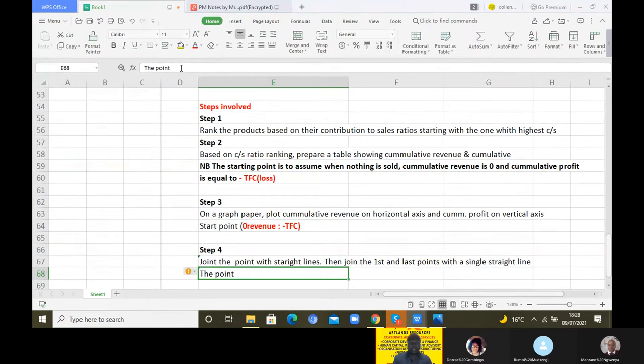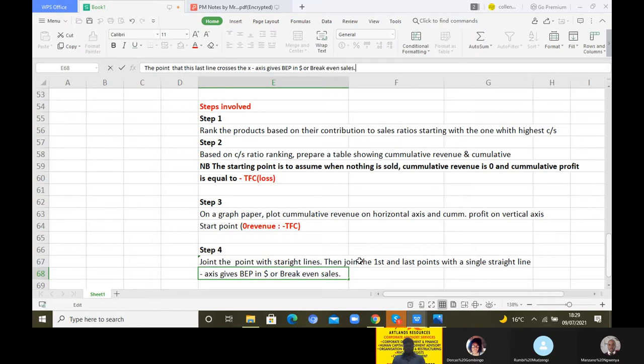For what purpose now? The point where this last line crosses the x-axis gives the break-even point in units, break-even point in dollars, or break-even sales. So it's as simple as that.